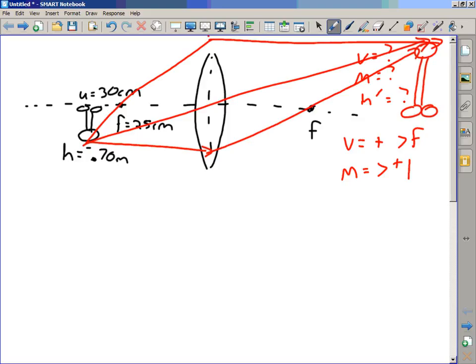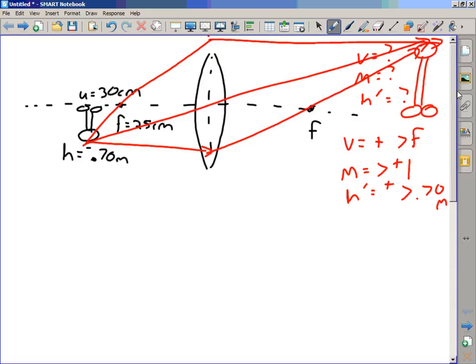I also expect H prime to be positive, right? And I also expect this to be greater than 0.7 meters. Just look at this, right? And so those are some things that I can make judgments on before I even start. So now let's do the math. Let's make sure the math matches up.